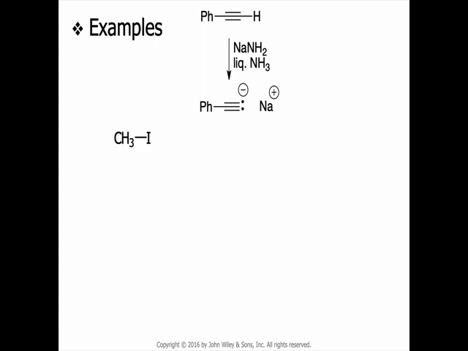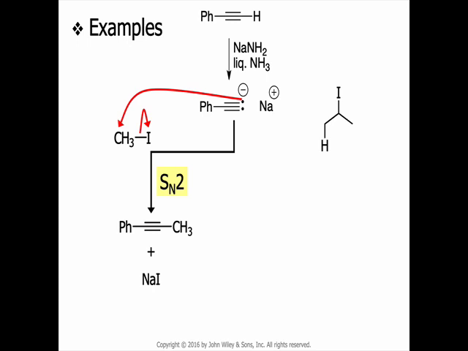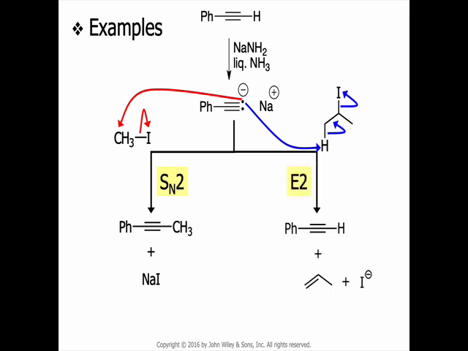acetylide. That then reacts with some carbon with a leaving group. Here we're dealing with iodomethane. We do an SN2 reaction and we form the carbon-carbon bond that we want. And if we reacted this with a secondary alkyl halide, we would end up just generating our starting material again, which is kind of a failed effort, and you'd end up with a carbon-carbon double bond.